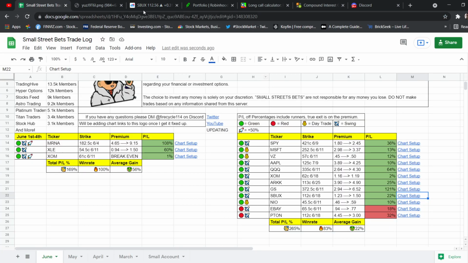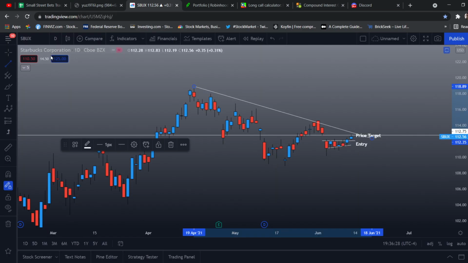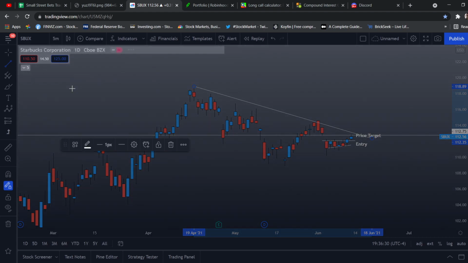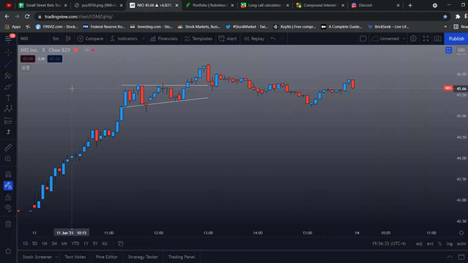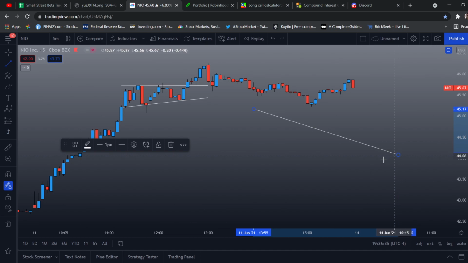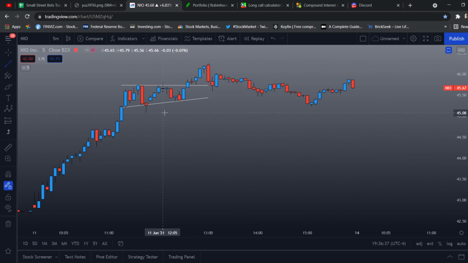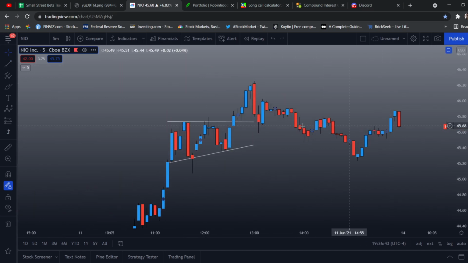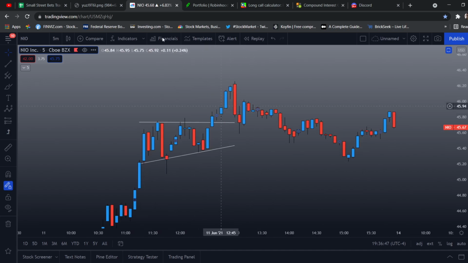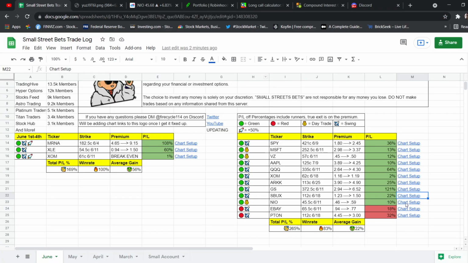The next trade we did was NEO. This was a very interesting one because it was actually a losing trade, and then we turned it into a green trade by playing this bull flag breakout right over here. So a very nice trade on NEO.